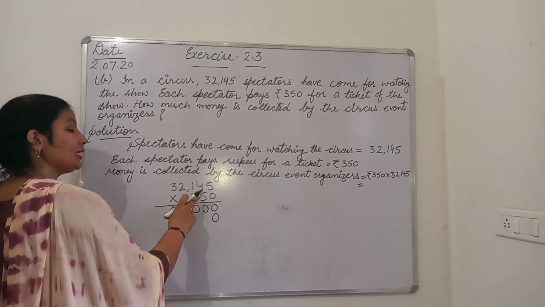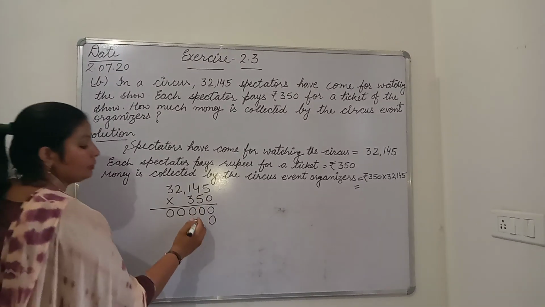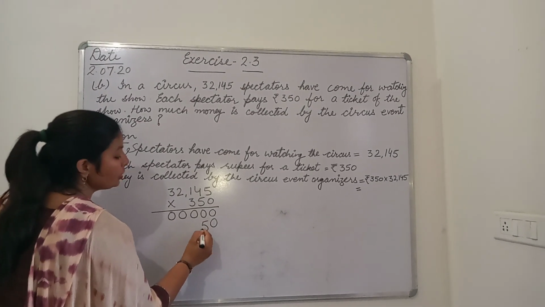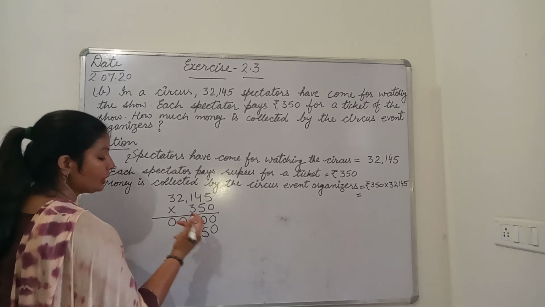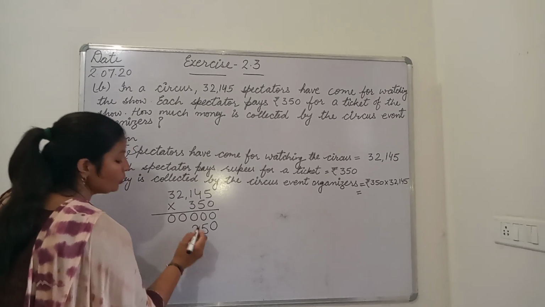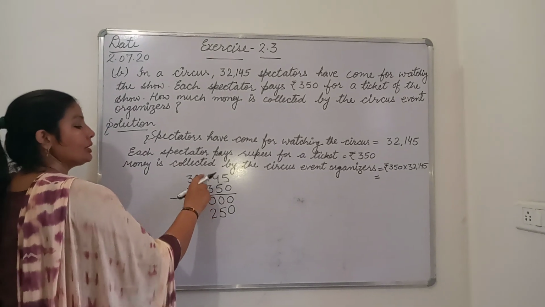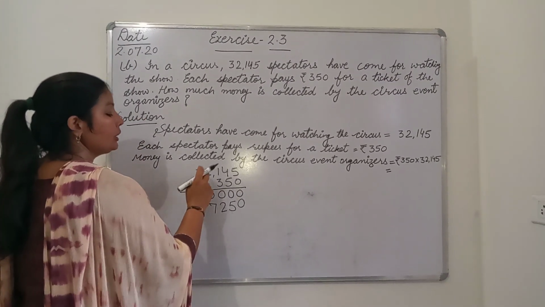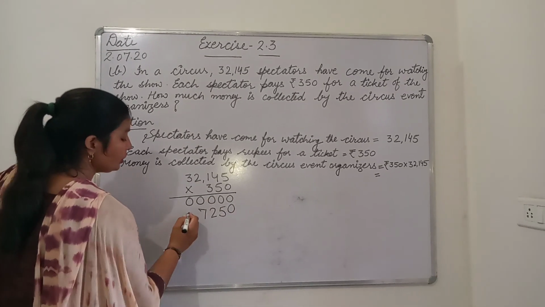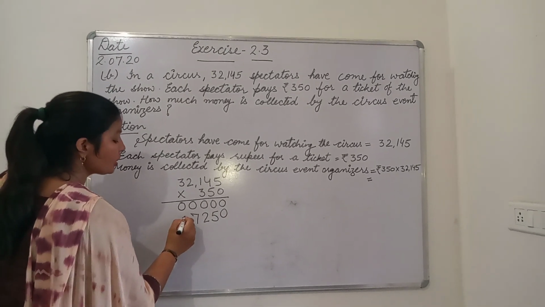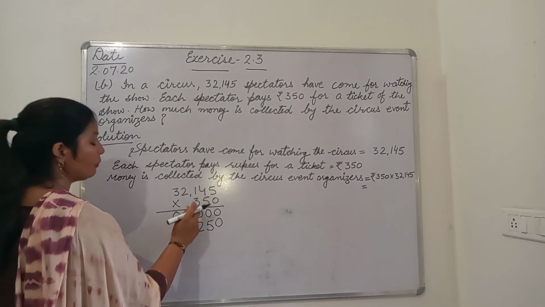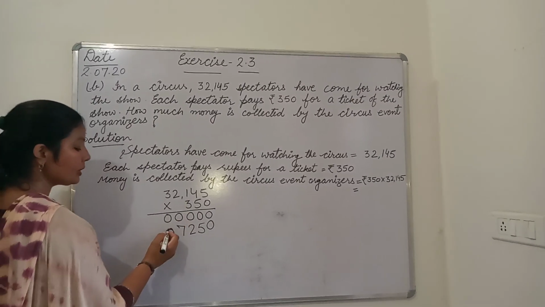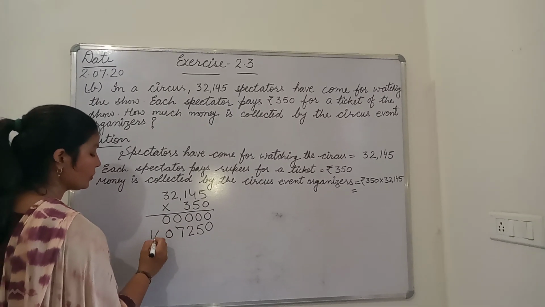Now we recite the table of 5. 5 5s are 25, 2 goes carry. 5 4s are 20, 20 plus 2 is 22, 2 goes carry. 5 1s are 5, 5 plus 2 is 7. 5 2s are 10, so we write 0 here and 1 goes carry. Now 5 3s are 15, 15 plus 1 is 16.